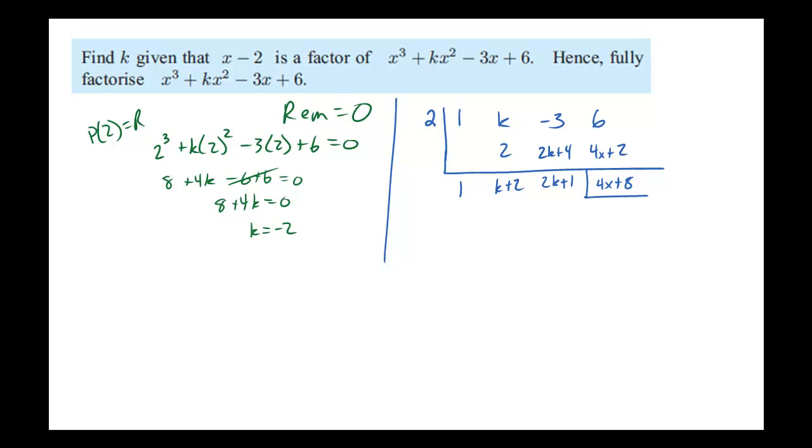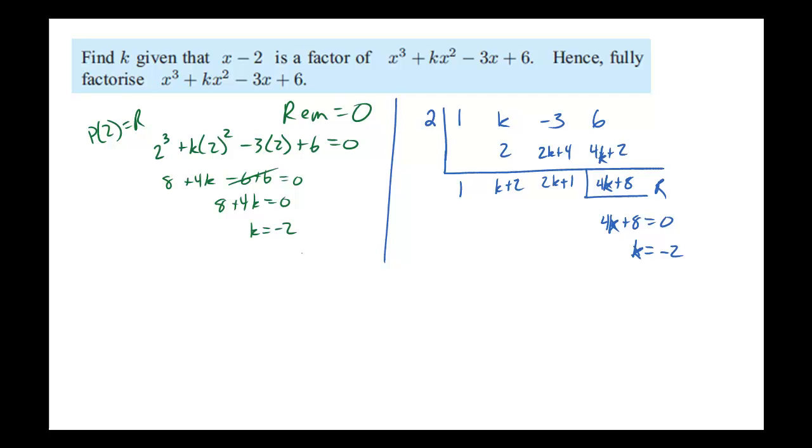Now, this right here is supposed to be my remainder. If this is a factor, then when I put that 2 in, I'm supposed to get 0 there. So I can go 4k plus 8 equals 0. Subtract the 8, divide by the 4. Again, I get x. Sorry, it's not x, is it? It's k, all along there. I'm sure you noticed that. I was just checking to see if you're paying attention. Yeah, k equals negative 2. So I found k.